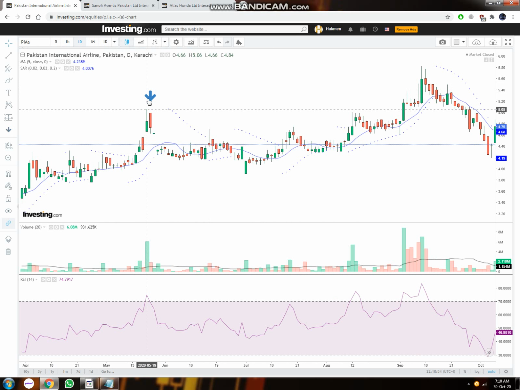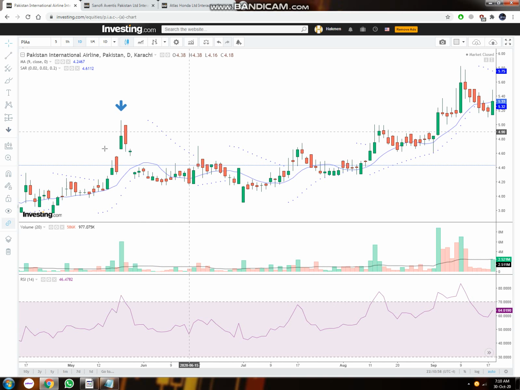Right here, you can see this green candlestick, which showed signs of bullishness. As you can see, it opened right here and rose up to this point, forming a higher high at the end of the wick, but eventually it got back down as the bears pulled the market down.